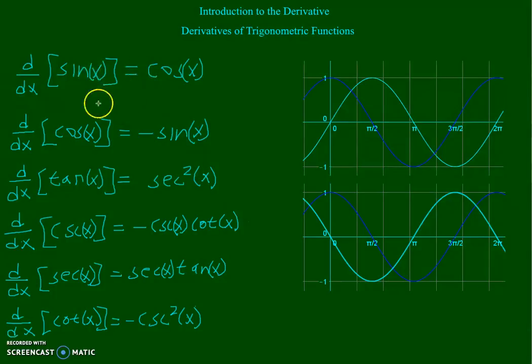Same thing with sine and cosine. Derivative of sine is cosine. Cosine is negative sine. And the derivative of tangent is secant squared, and the derivative of cotangent is negative cosecant squared. So they're all cofunctions, and the derivatives of the cofunctions are negatives of each other.